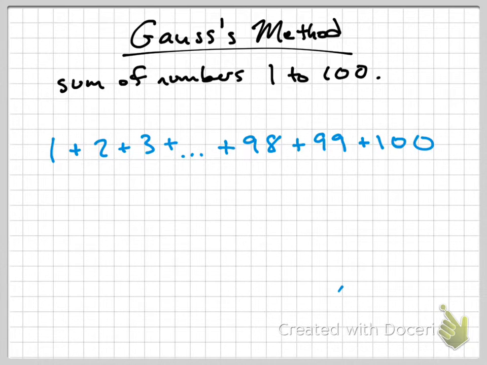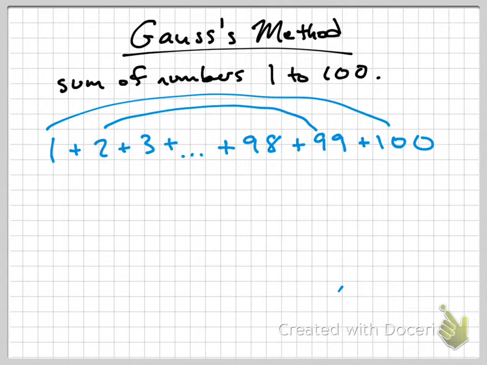So what he ended up realizing was, wait, what if I do 1 and 100? That will give me 101. How about 2 and 99? That'll give me 101. How about 3 and 98? That would also give me 101. So what Gauss did was think about how many of those pairs there would be. What he realized is that the middle pair would be 50 and 51.